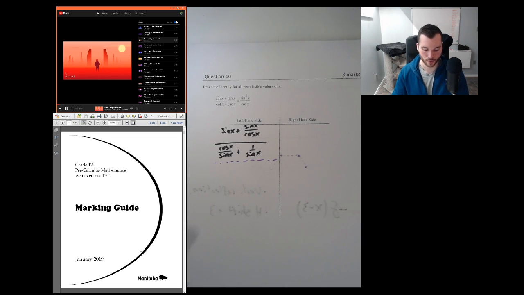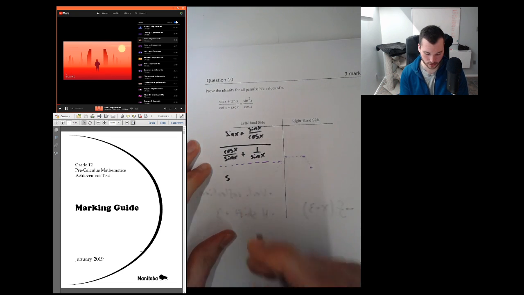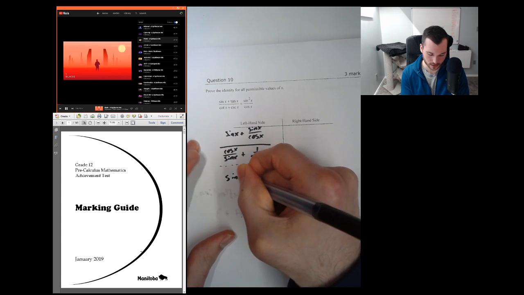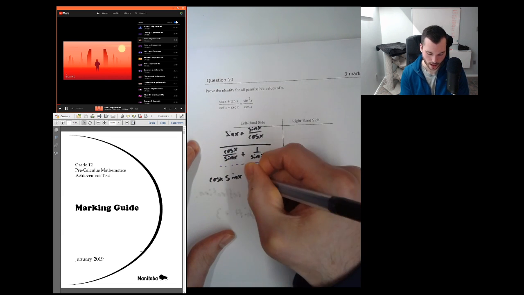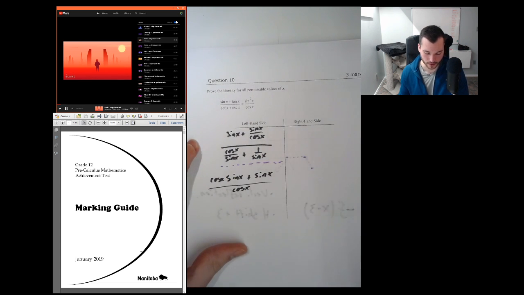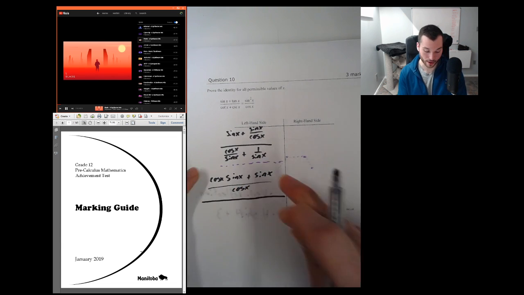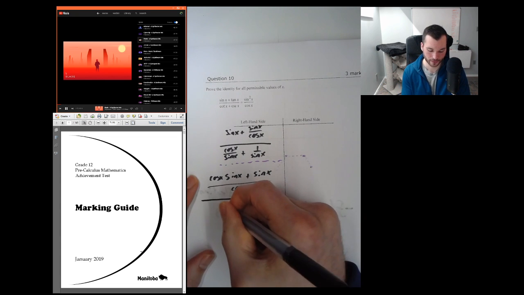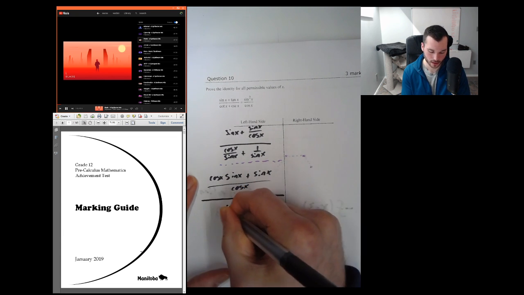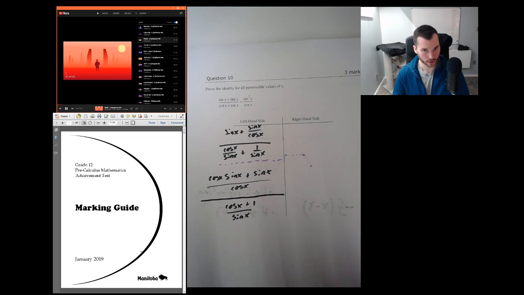We are going to combine these fractions. Common denominator is cos x. So we have sin x times cos x over there, plus sin x, all over cos x. So that's just my top. Big division sign. I already got the common denominator. Okay, now this is called a complex fraction. I have to uncomplicate it.